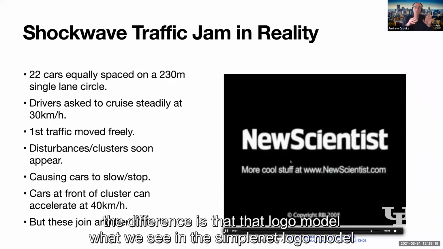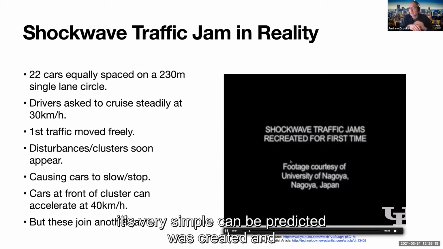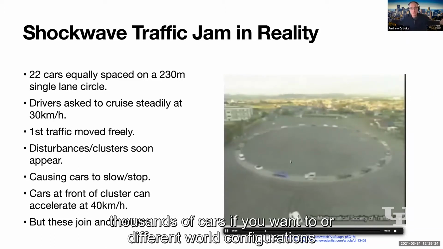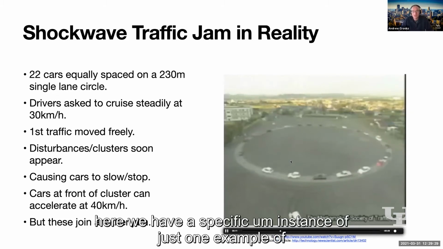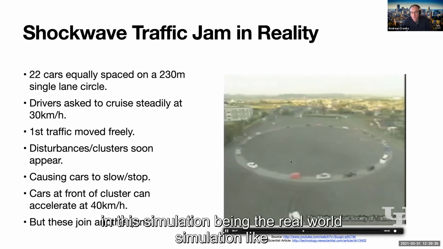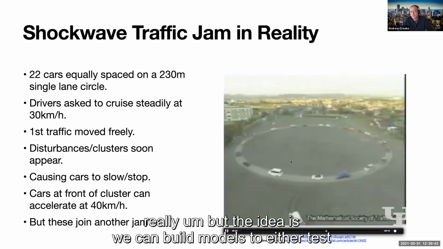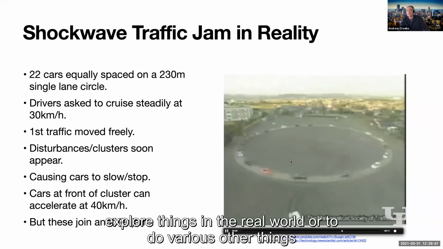The difference is that the NetLogo model was created very simply, can be created quickly, and then extended to thousands of cars if you want to, or different road configurations. Here we have a specific instance, just one example of a simulation, in this case being the real world situation. But the idea is we can build models to either test and explore things in the real world, or to do various other things.